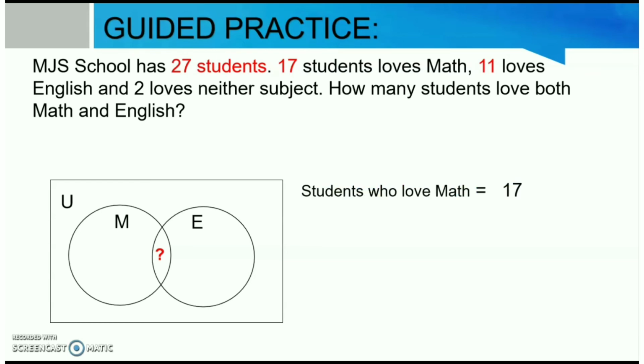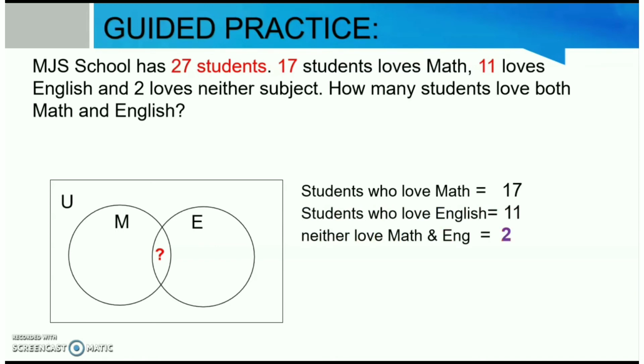So ang alam lang natin ay students who love math is equal to 17. Students who love English is equal to 11. And then, neither love math and English is equal to 2. So, since alam na natin kung ilan yung elements outside the set M and E, pwede na natin siya ilagay dun sa region ng universal set.